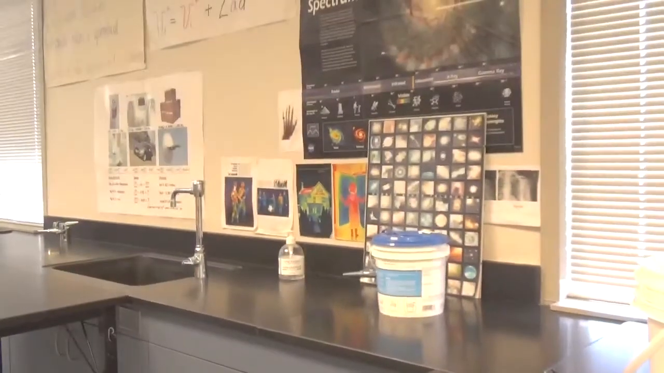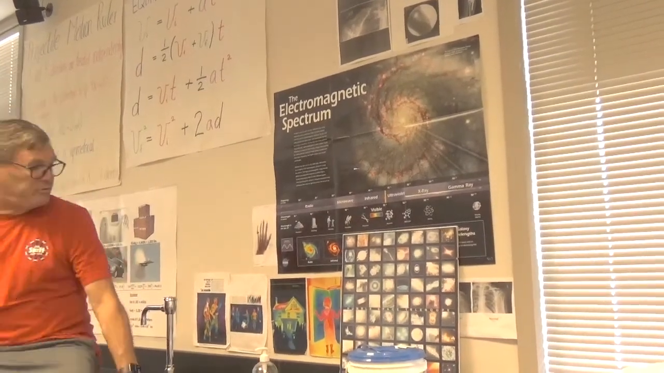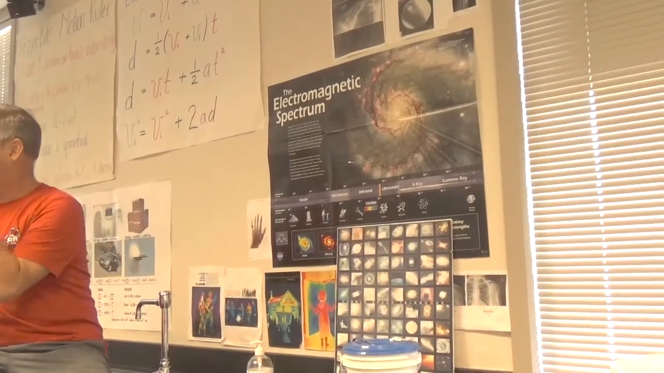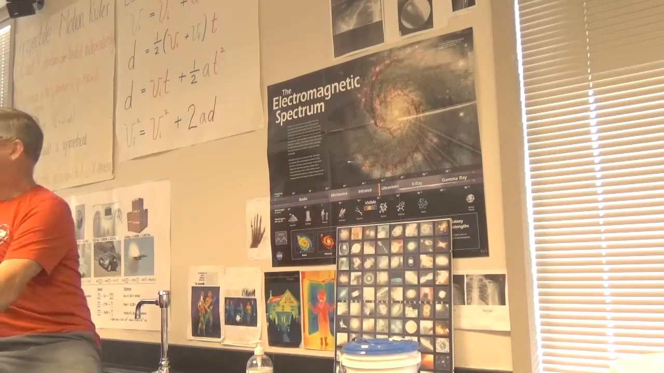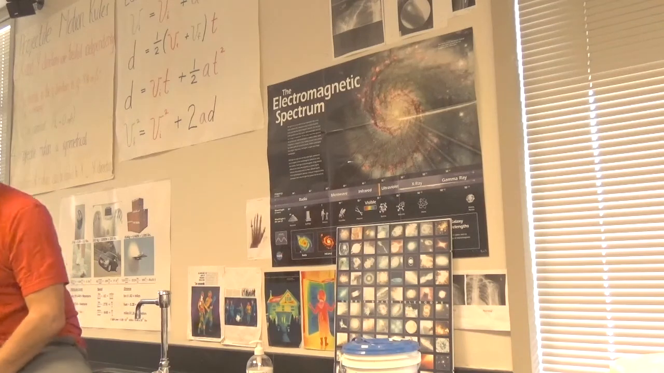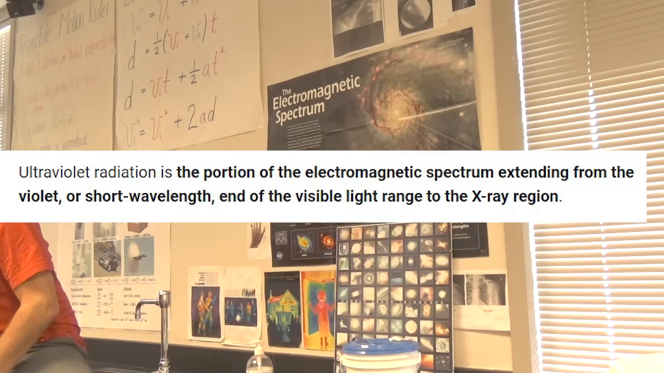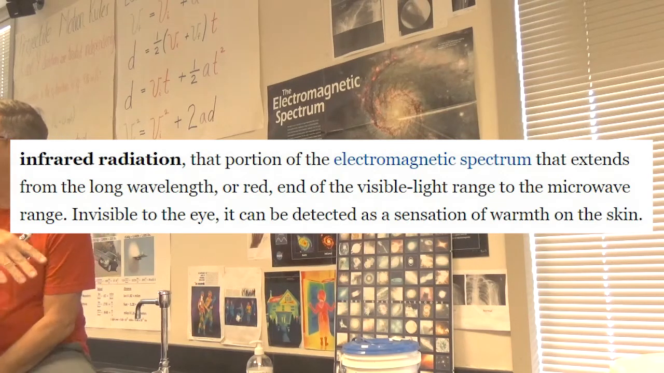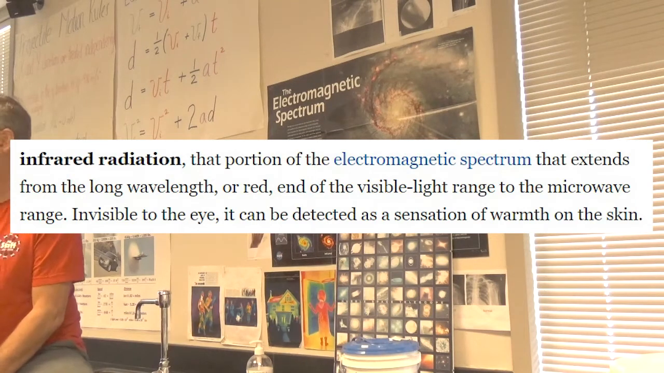Over here on the wall, I have a poster of the electromagnetic spectrum, okay? And on this poster is the whole spectrum of radiation. Just like in visible light, the spectrum is Roy G. Biv. But if you go beyond violet, what's there? Ultraviolet. The word ultra means beyond. And if you go below red, the root infra means below. Now we're in infrared radiation.